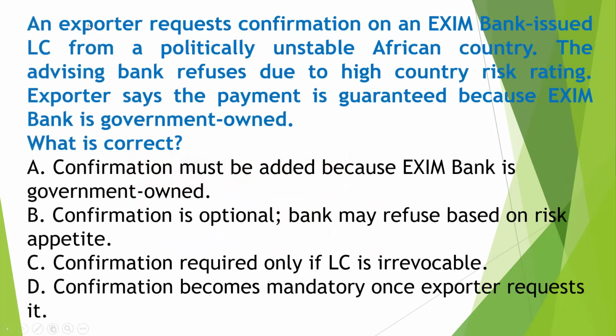Next question is: an exporter requests confirmation on an Exim Bank issued LC from a politically unstable African country. The advising bank refuses due to high country risk rating. The exporter says the payment is guaranteed because Exim Bank is government owned. So what is correct? A: Confirmation must be added because Exim Bank is government owned. B: Confirmation is optional, bank may refuse based on risk appetite. C: Confirmation required only if LC is irrevocable. D: Confirmation becomes mandatory once exporter requests it. So what will be the right answer?